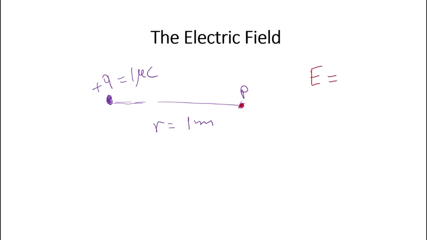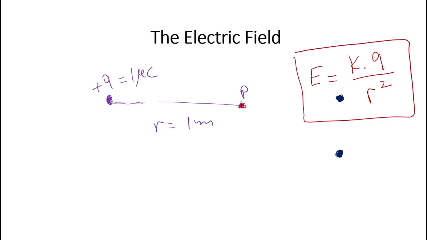The electric field due to a point charge. This point, we call it plus Q, has 1 microcoulomb, and we want to find the electric field at point P. The distance between Q and P, we call it R, is 1 meter. So by definition, the electric field at this point P will be the Coulomb constant times the charge divided by the square of the distance. This is the magnitude of the electric field.